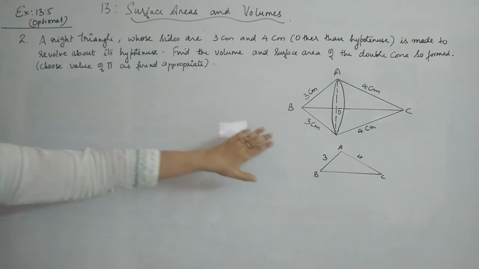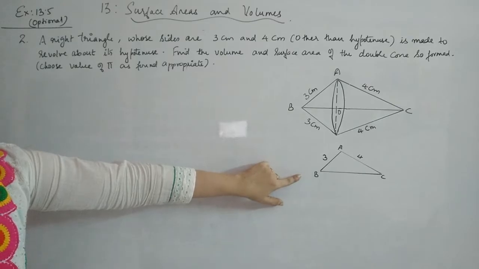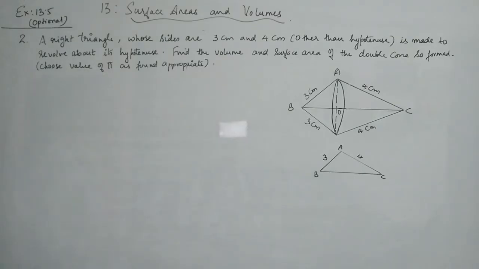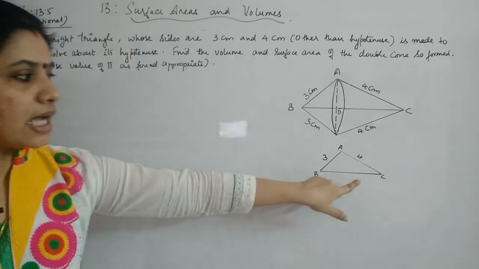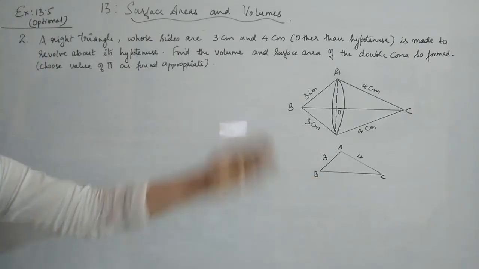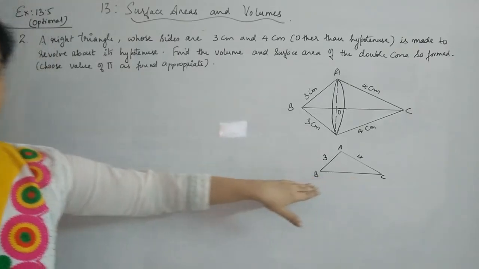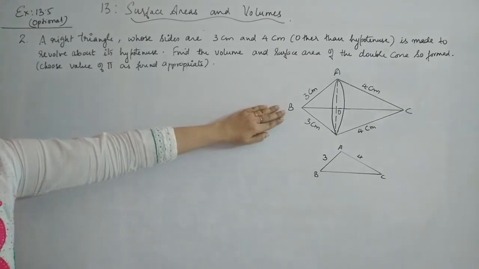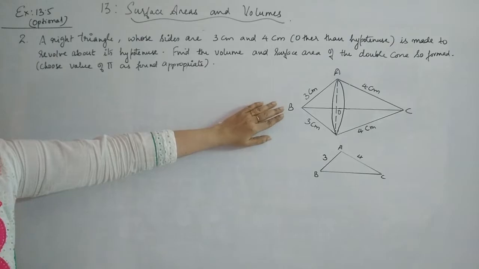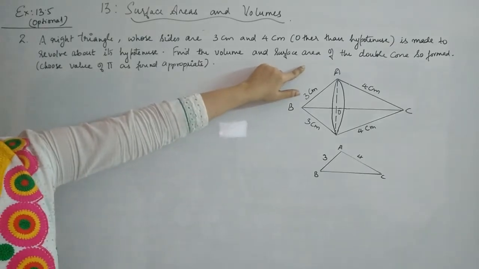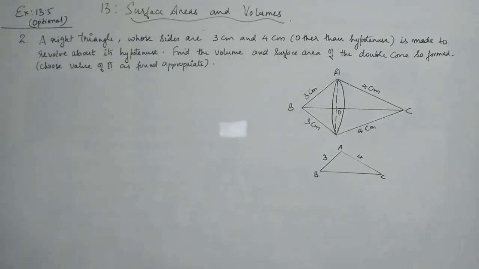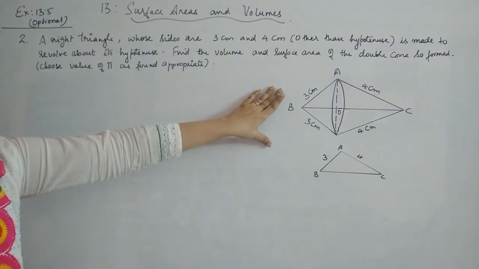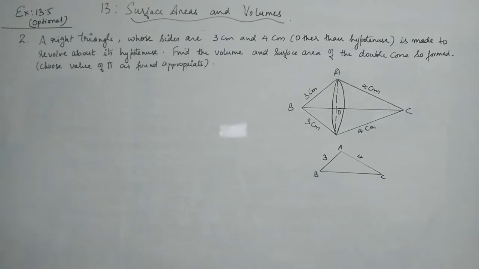Okay, now when you have been given a right triangle with the sides 3 and 4 other than the hypotenuse, so BC is the hypotenuse here, and we are just making it to revolve about the line BC. When it is being revolved, you will get a structure like this. So the solid form is a double cone. That is given actually in the question also. Find the volume and surface area of the double cone. So this is the double cone which is formed.